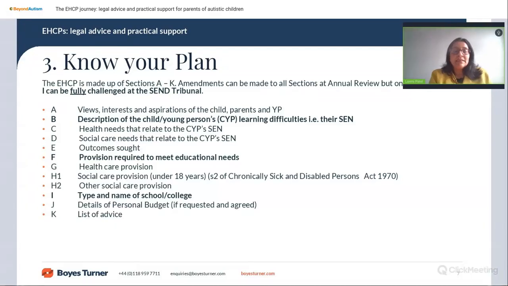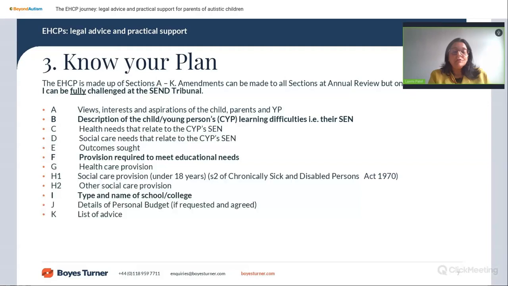Section C sets out any health difficulties that relate to your child's SEN. And section D sets out any social care needs, so any difficulties that the family may have, that you may have, that they may have in accessing their community, for example. That would be set out in section D. Section E would be the outcomes that are being sought, and there are outcomes in relation to education, health, and social care, and they need to be very smart. They have to be very specific.